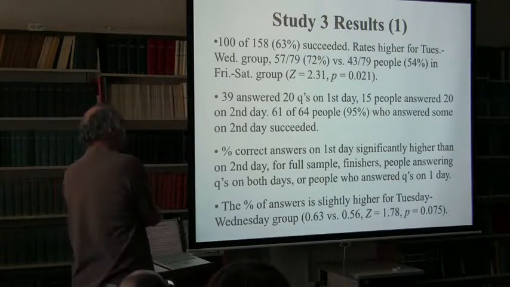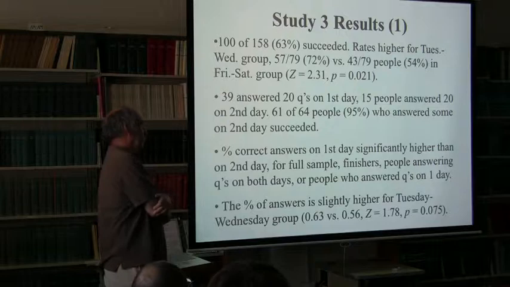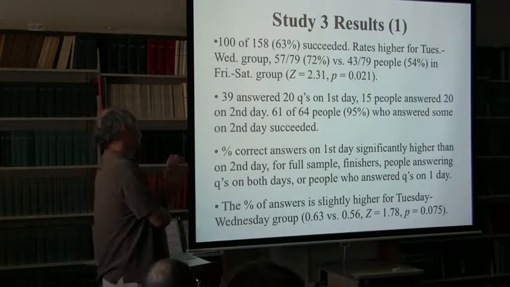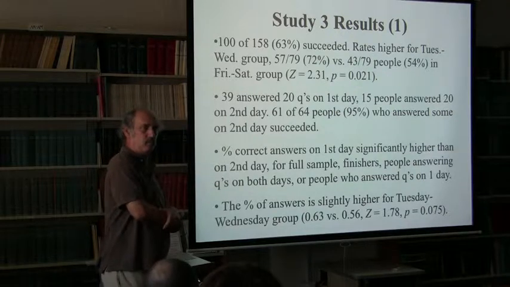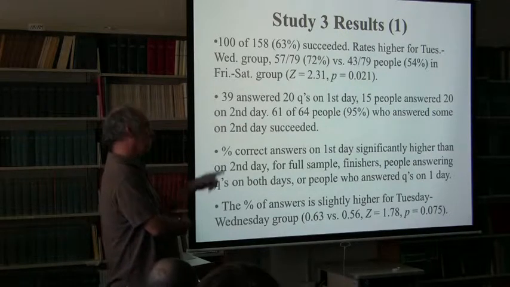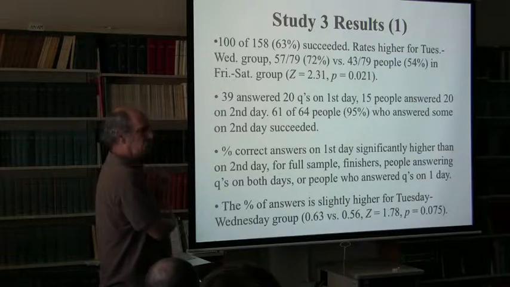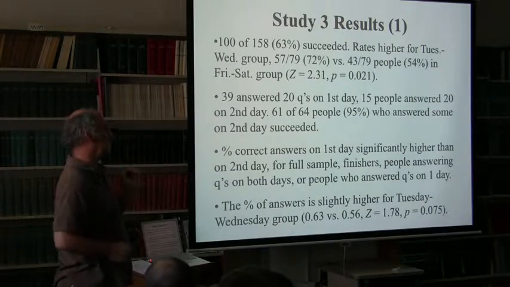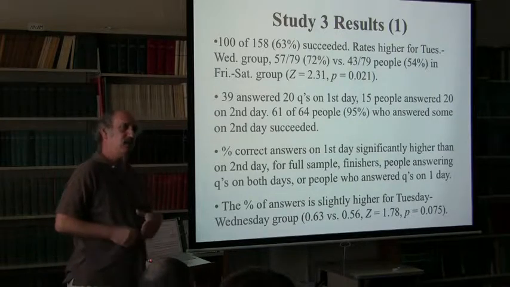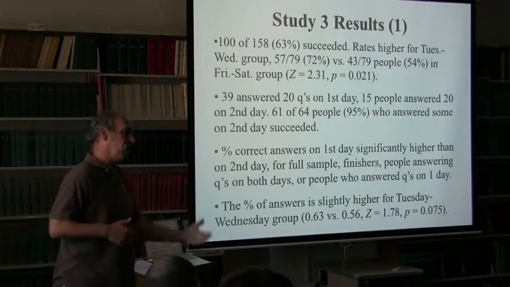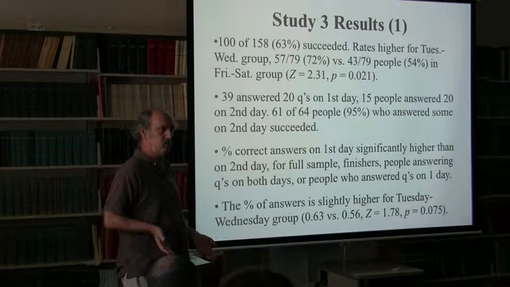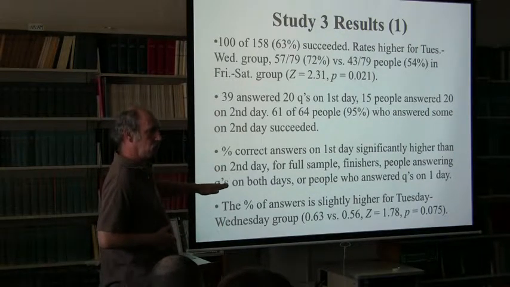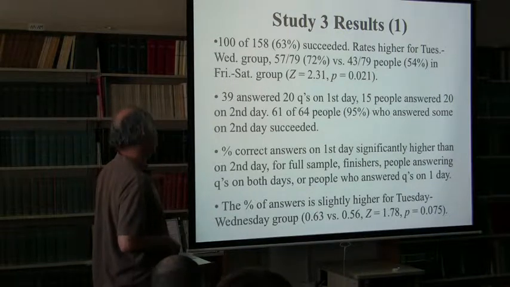39 people answered all 20 on the first day, 15 answered all 20 on the second day. People that tried on the second day to complete it, almost all of them finished. Okay? Now, part of that might be how hard they worked at it. So we do find that the percent of correct answers on the first day is significantly higher than on the second day. So it could be that on the second day, people were just kind of answering to finish it, because the quality of the answers was lower.